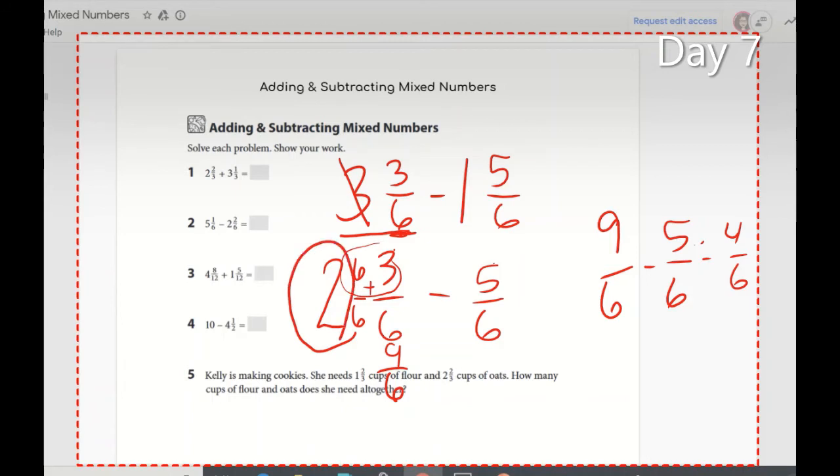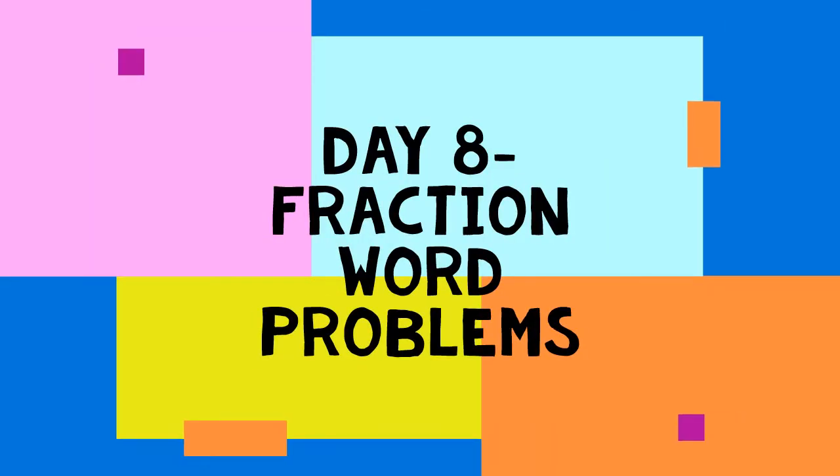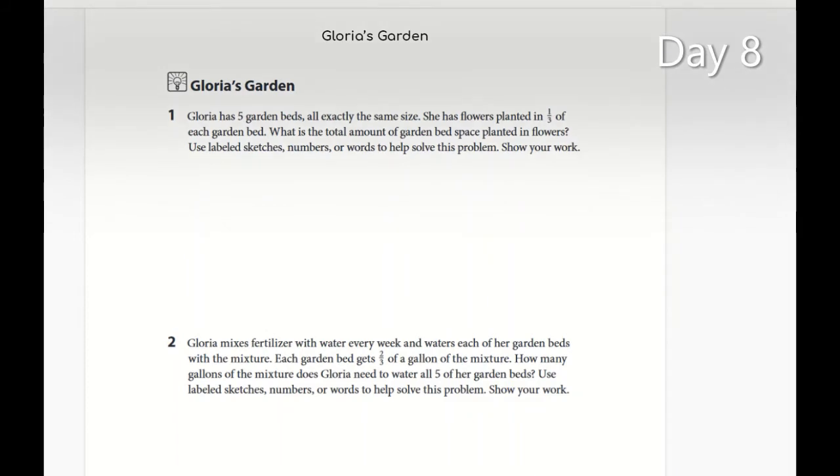Over here I had a 2. Over here I had a 1. And it's subtraction again. So 2 minus 1 is 1. And I can slide it right there. 1 and 4 sixths. And if you wanted to simplify that, we would call it 1 and 2/3.